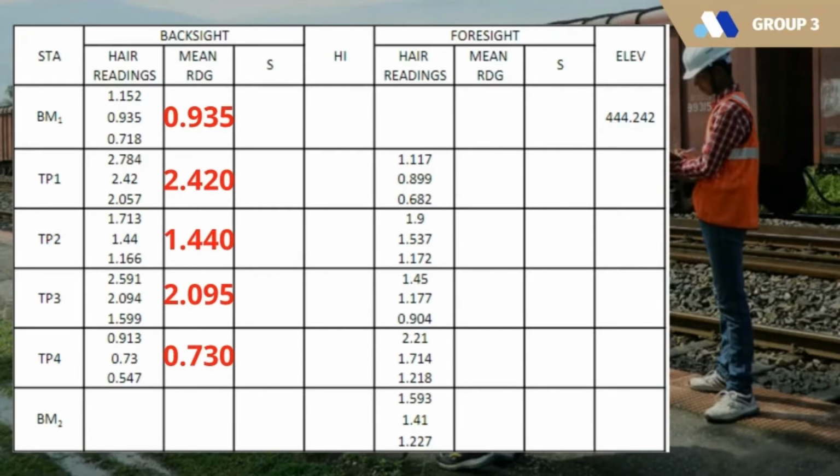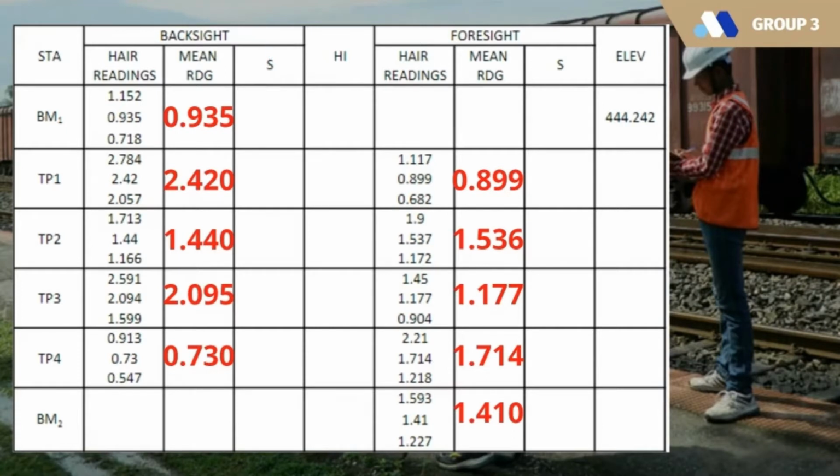Using the same formula, we're going to solve now for the mean readings of the far side. So we have 0.899, 1.536, 1.177, 1.714, and 1.410. After computing for all the mean readings, we're going to get the stadia, which is abbreviated as S, by subtracting the upper reading from the lower reading.